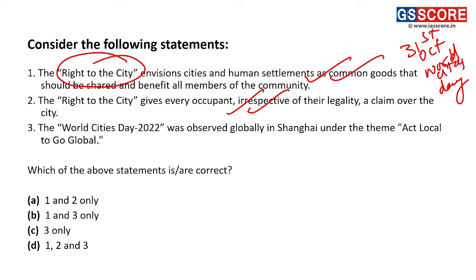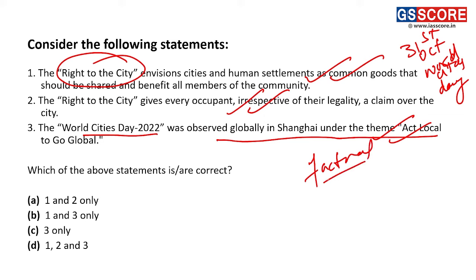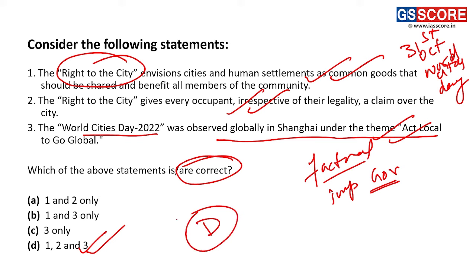World Cities Day 2022 was observed globally in Shanghai under the theme Act Local to Go Global. Well, this is also correct. So highly factual, but important from the governance point of view. Okay, so we need to find the correct statements and all the statements seem correct and hence the answer is option D. Option D.